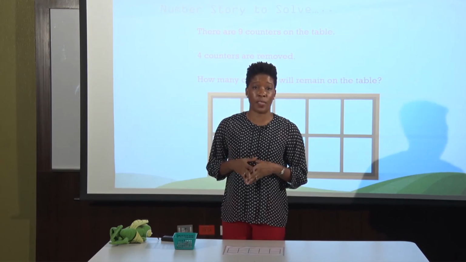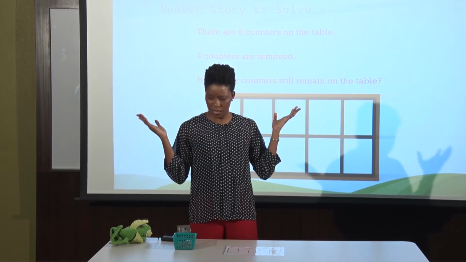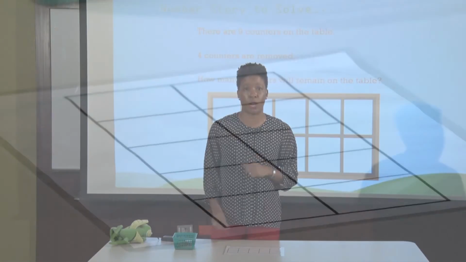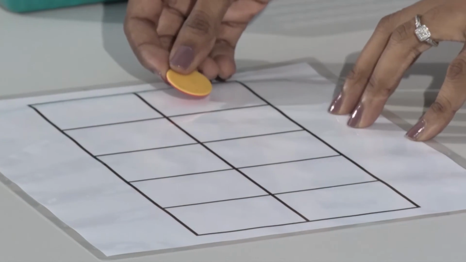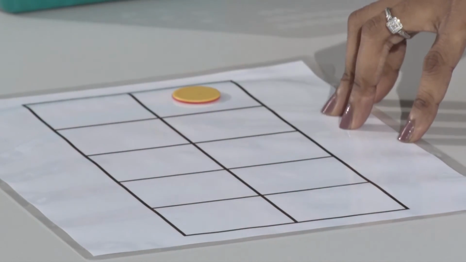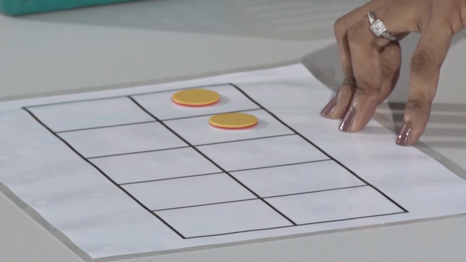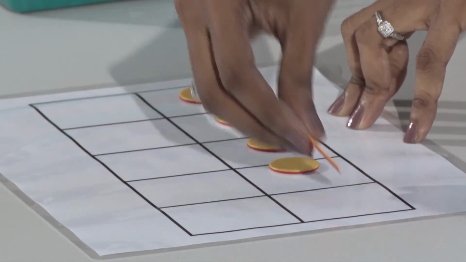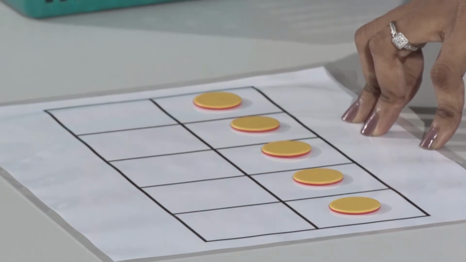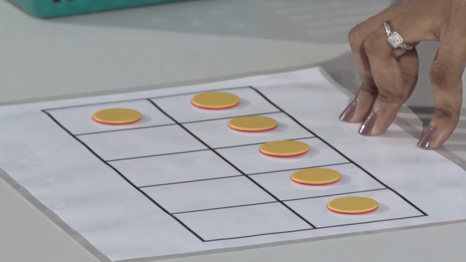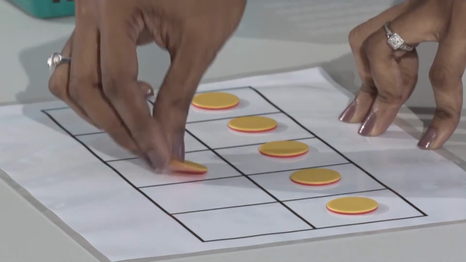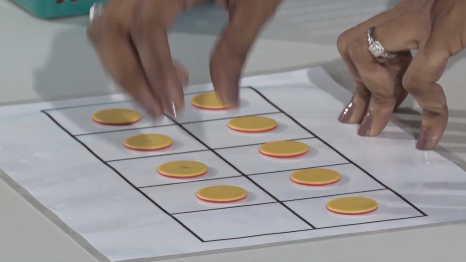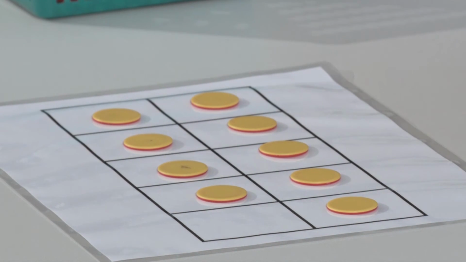They did not say whether it was red or yellow, so we could choose. Let's choose yellow. And we're putting out 9. Count with me, boys and girls. 4, 5. I'm going to give you 2 seconds to solve this.